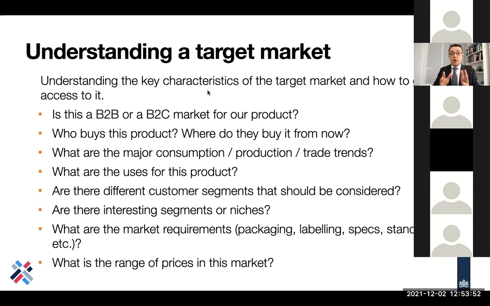Most industrial products are sold business to business. They do not get to consumers but after a long process. But when it comes to agricultural products or apparel, they tend to be closer to being business to consumer. So that will change everything about the way we approach the market.